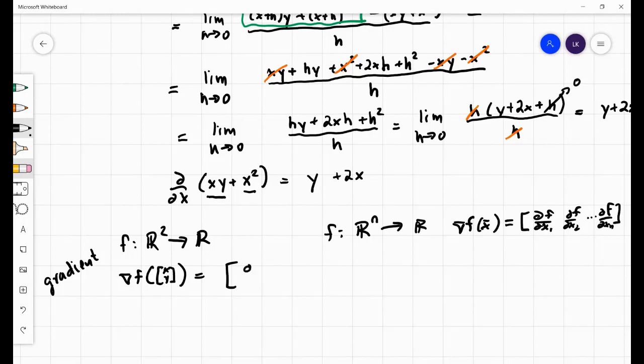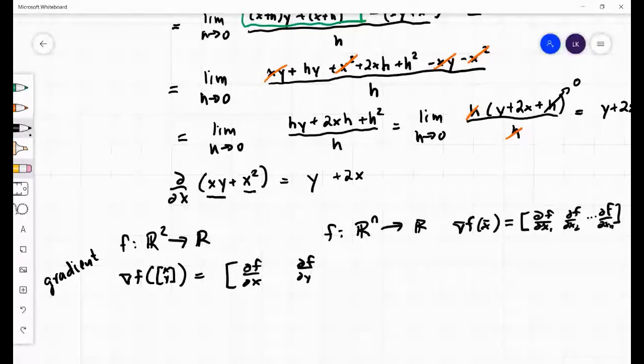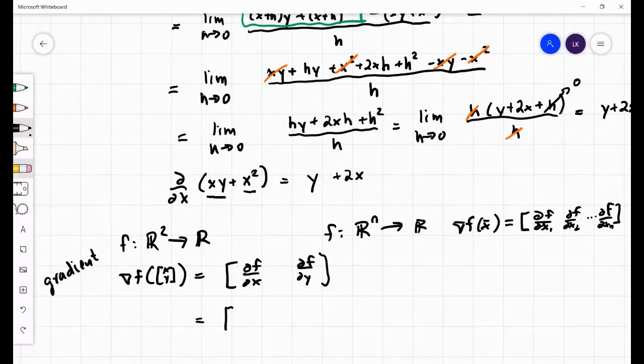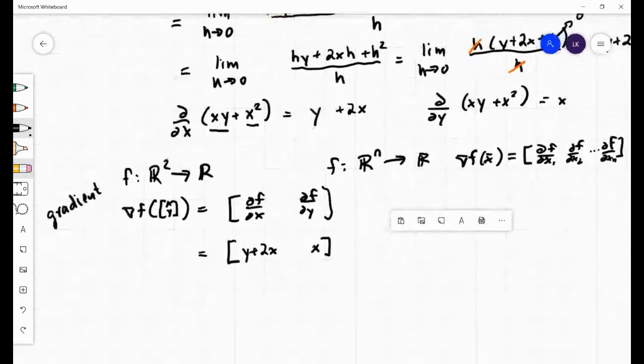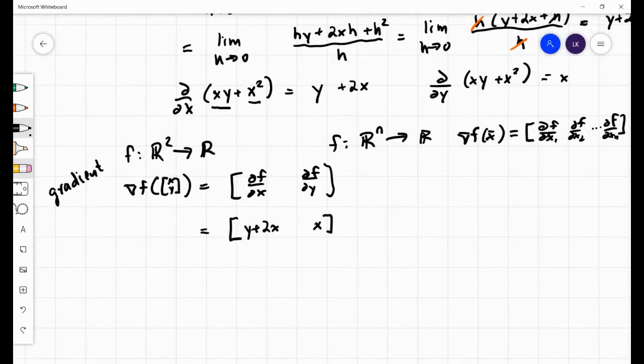So in this case, this is just going to be the partial of f with respect to x and the partial of f with respect to y. And we already computed the derivative of f with respect to x. And we could use either definition or formula for computing partial derivatives to get the partial derivative with respect to y. So that would be just x. Okay, so this is the gradient. It's just this vector of partial derivatives of your function with respect to the coordinates.